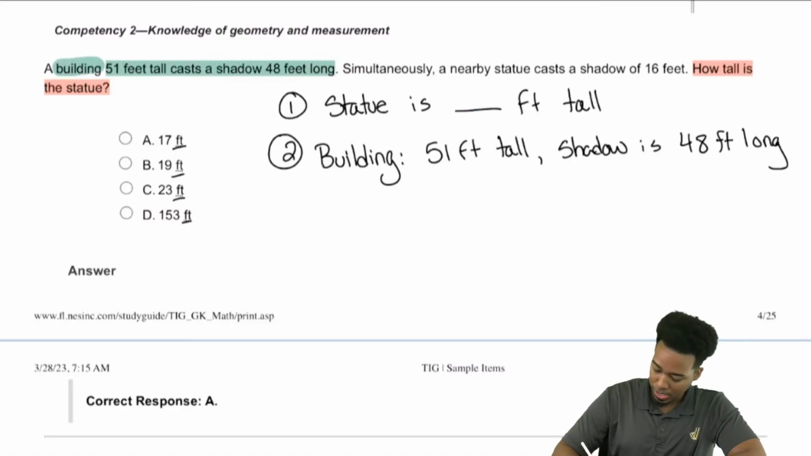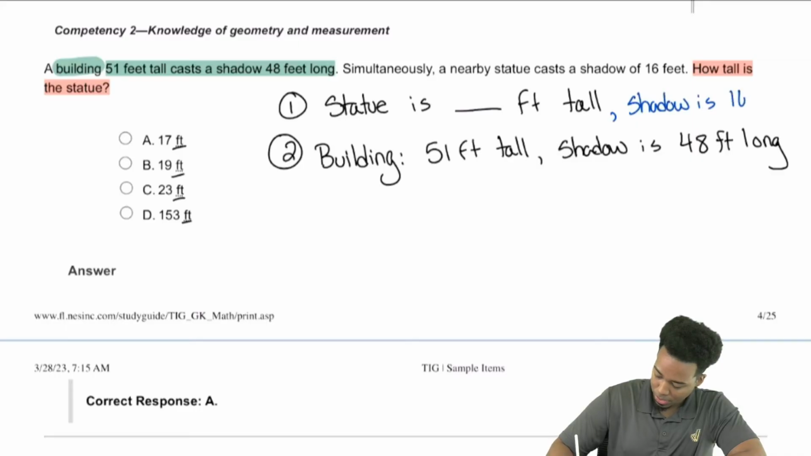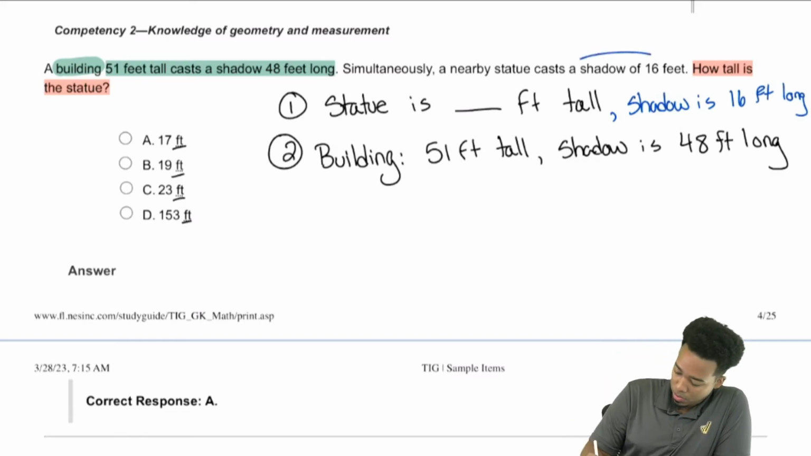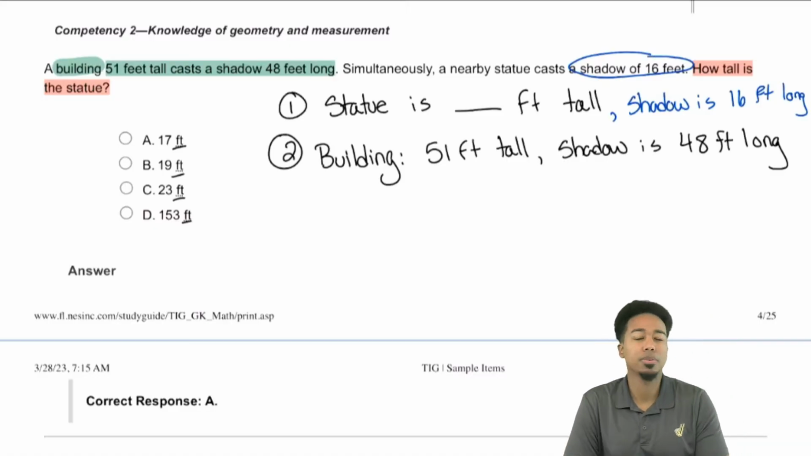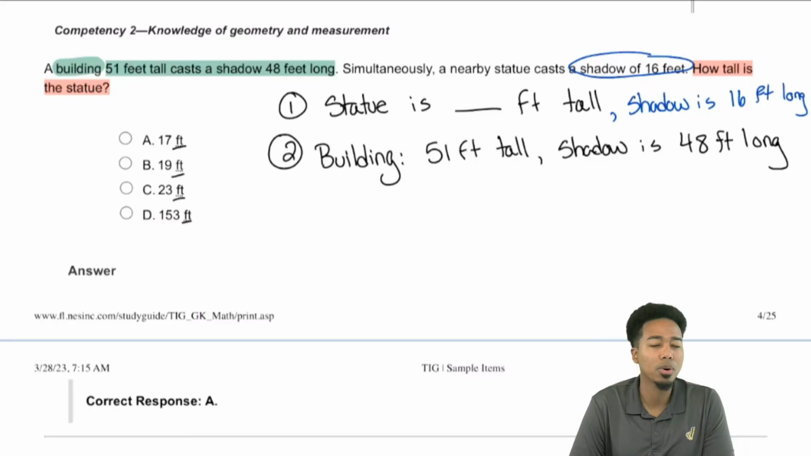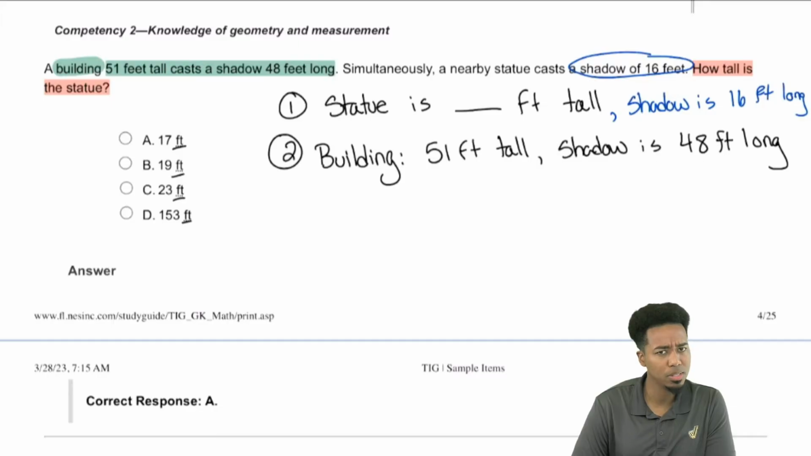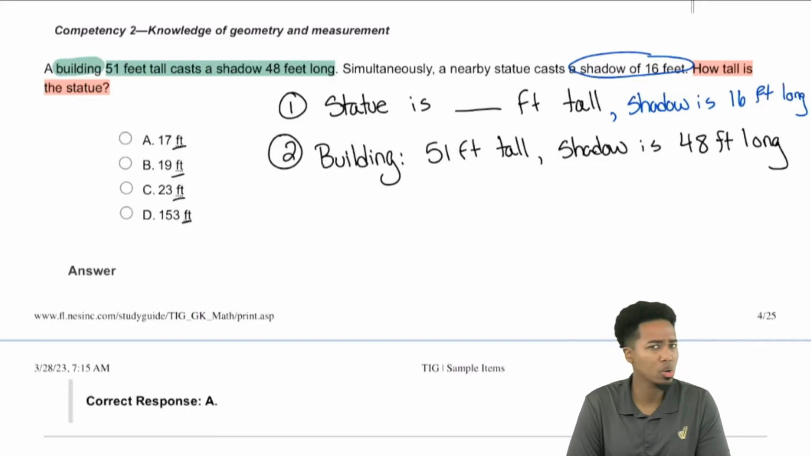Next, I see that it says simultaneously, a nearby statue casts a shadow of 16 feet. That's the statue that we're talking about here. So let me write that down right over here: shadow is 16 feet long. Now, why was that important? Well, I've written down all of my information. Let me circle that right there. What do you notice? What I'm looking for is how tall the statue is, given its shadow. And then I also have a building whose height we're given, which also has a shadow. What's going on here?